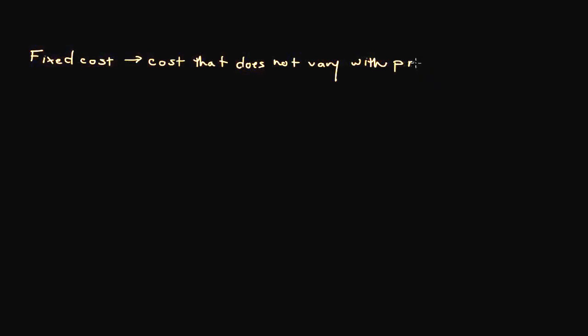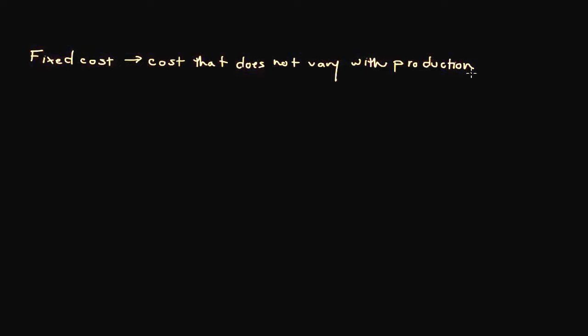And so for starters, let's start by defining a fixed cost. A fixed cost is a type of cost that does not vary with production. And what I mean by that is depending upon how many units that we sell.